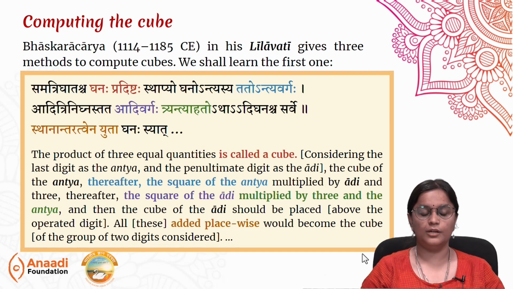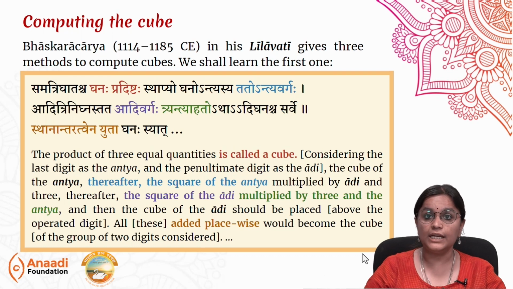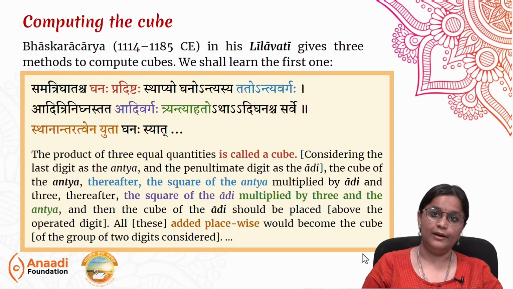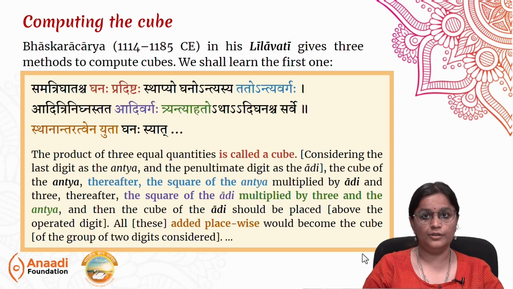In this particular verse, Bhaskaracharya tells us that the product of 3 equal quantities is called a cube. As you may remember from our earlier lectures, the leftmost digit that one encounters is called the antya. So, to start computing the cube, he says to find the cube of the antya, which is equivalent to the A cube that we just saw in our algebraic identity.